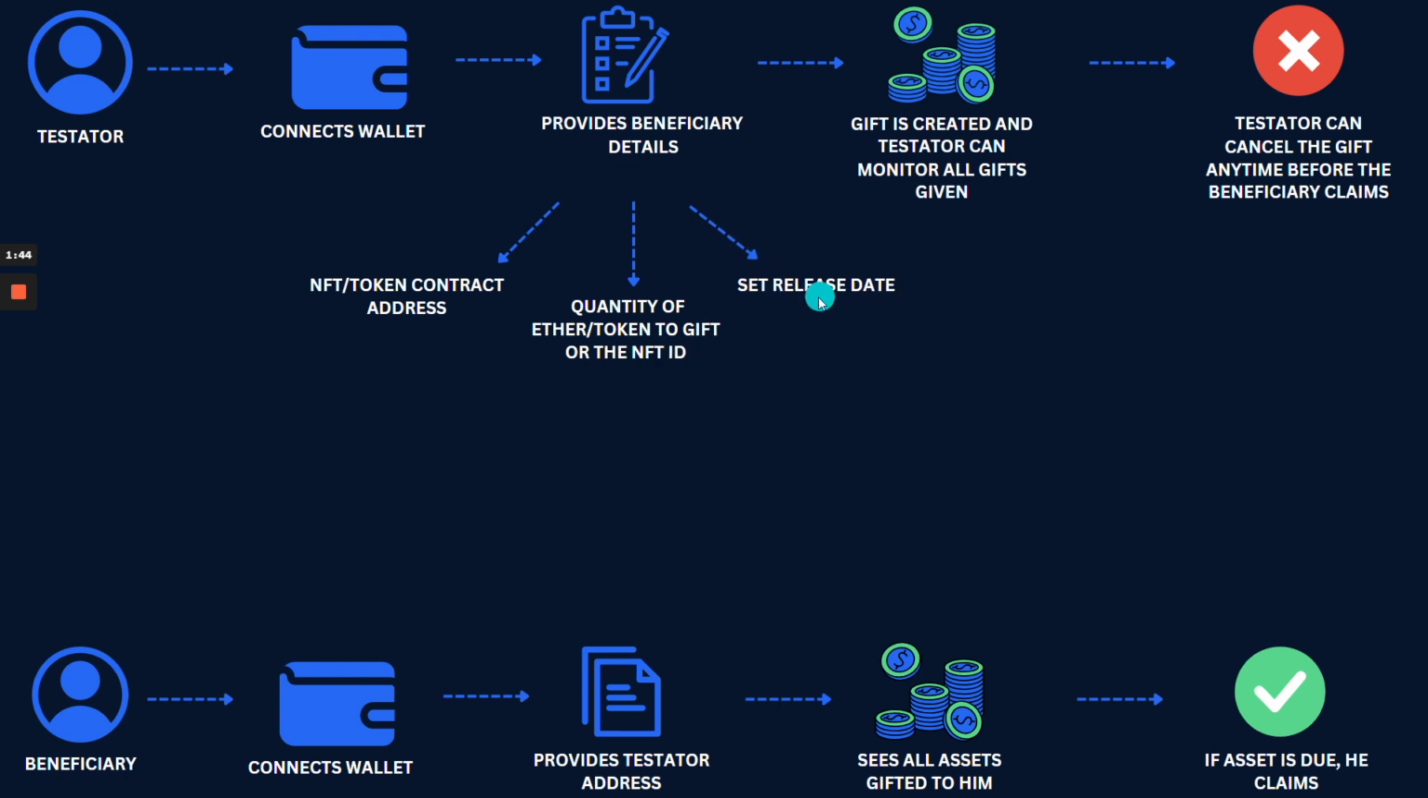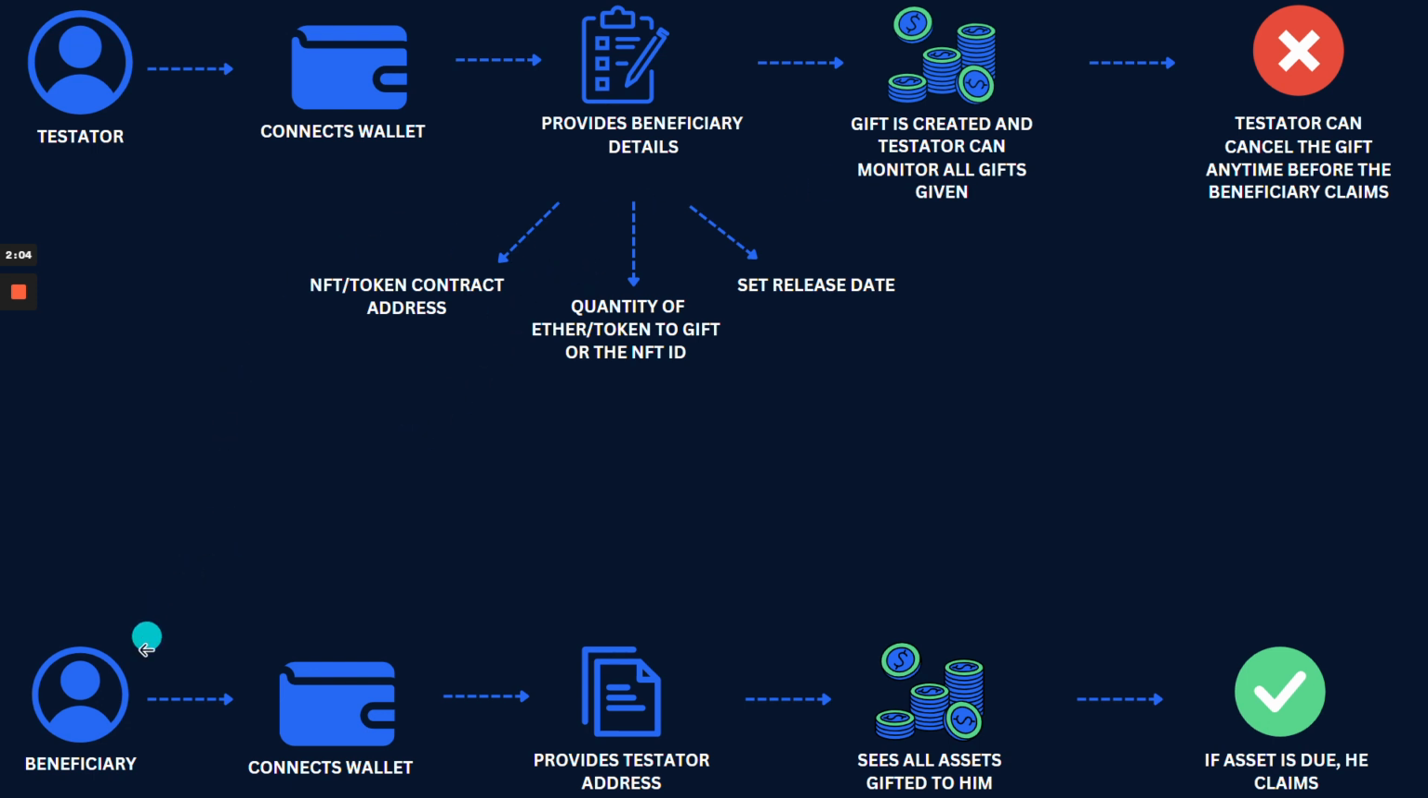Then lastly, you set the release date, the date on which you want the assets to be transferred to the beneficiary. You can monitor all the gifts you've given to different beneficiaries, and you can cancel any of the gifts at any time as long as the beneficiary has not claimed that gift.